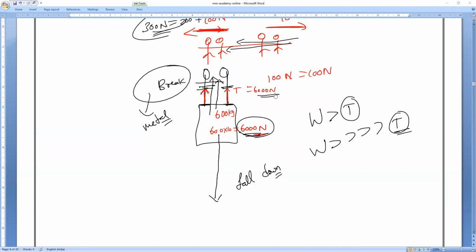Yeah, a swing in the playground too, Mr. Lingesh. Everything is the same. So this is about the unbalanced external force. With this we'll stop it. I hope you all understand.